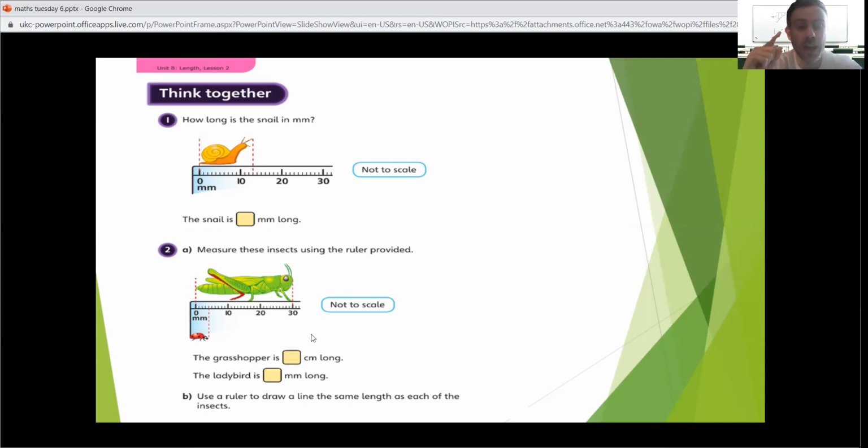So we'll pause the video again now. Tell me how many centimeters the grasshopper is. All right, so the grasshopper is actually 3 centimeters long. Okay, so it's 30 millimeters, but that is the same as 3 centimeters because there's 10 millimeters in a centimeter.